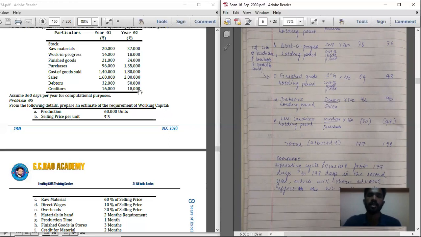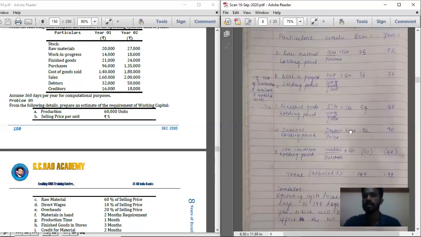And next one is 18,000. Creditors is 18,000 divided by purchases 1,35,000 into 360. Within bracket put 48 days. So now total it: A plus B plus C plus D minus E. Total it: 75 plus 36 plus 54 plus 72 minus 60. In respect of year 1, put 177 days.